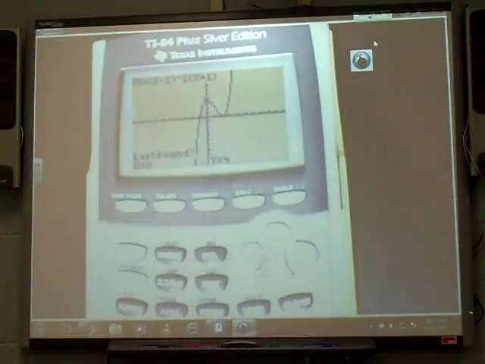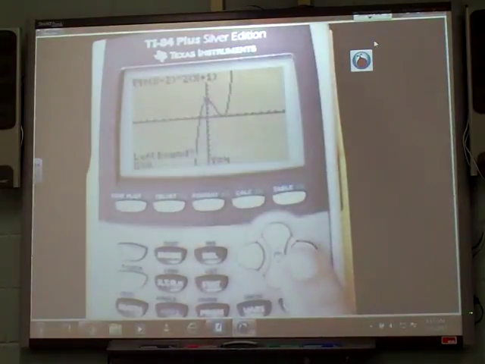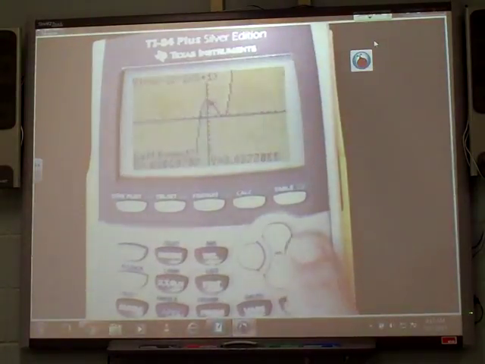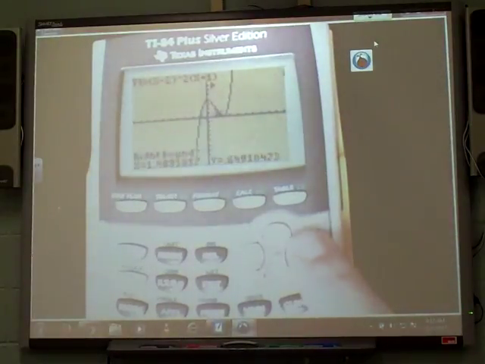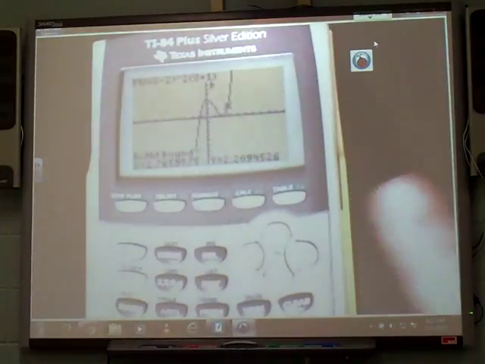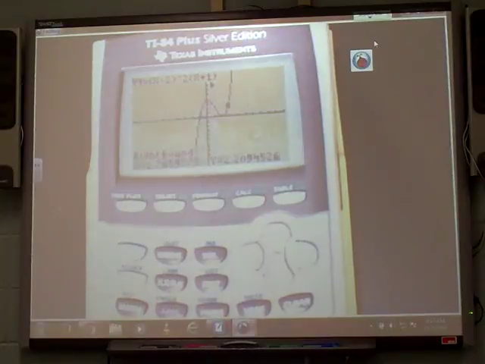Alright, so left boundary. See where my cursor is flashing there? I'm going to hit my arrow key. I want it to be just to the left of that minimum, so right in that area. Doesn't have to be exact, but see how that's just to the left of the minimum? And I'm going to hit enter. Now see, it popped up and said, where's your right boundary? So I got to move it over to the right side of that minimum. Hit enter. Now it's saying, are you sure? Are you ready to guess? Are you sure? So hit enter.